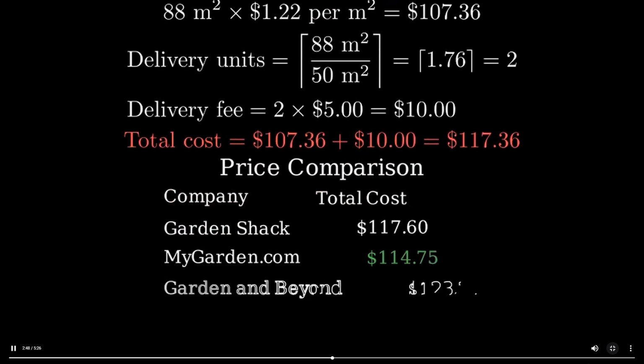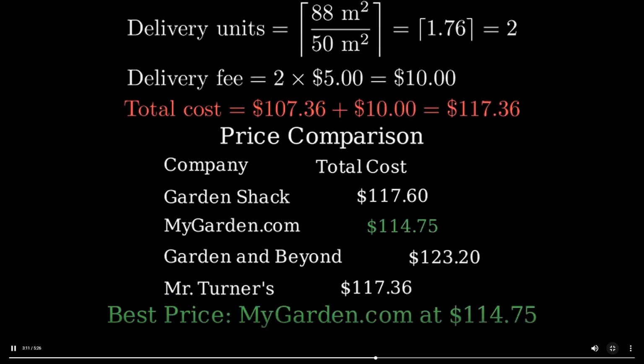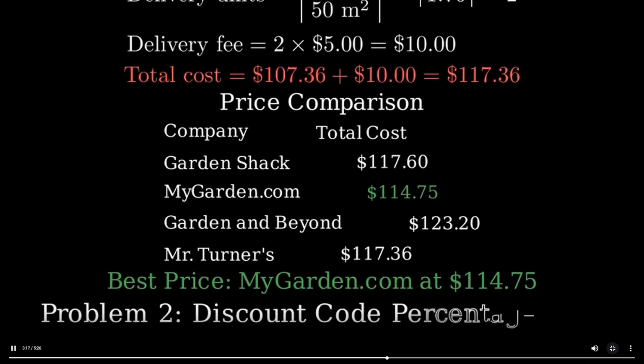Now that we've calculated the total cost for all 4 companies, let's compare them side by side. Garden Shack's total is $117.60. MyGarden.com's total is $114.75. Garden and Beyond's total is $123.20. And Mr. Turner's total is $117.36. Based on our calculations, MyGarden.com offers the best price at $114.75.